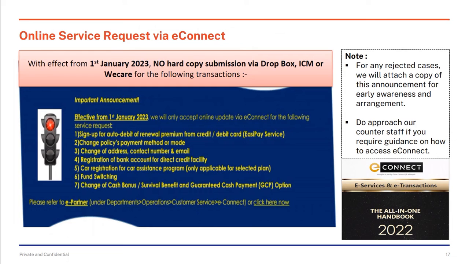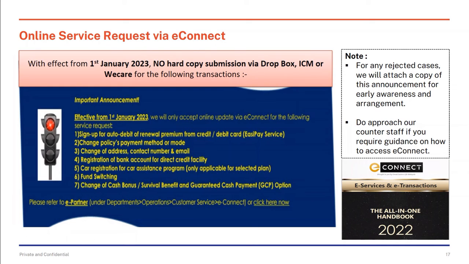So with effect from the 1st of January 2023 onwards, we will not accept hard copy submissions via the Dropbox, ICM, or VK for the following 7 transactions: the order debit form, that means the EasyPay service form, the change payment method form or change pay mode, change of address, registration of the bank account via direct credit, car registration, fund switching, and also the change of the cash bonus or the survivor benefit option. Because these 7 transactions are already available via our My Service Request in the eConnect.